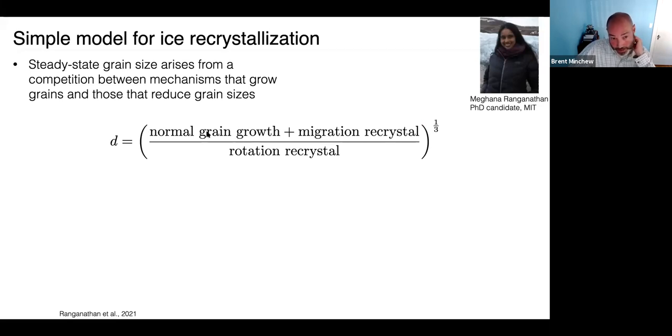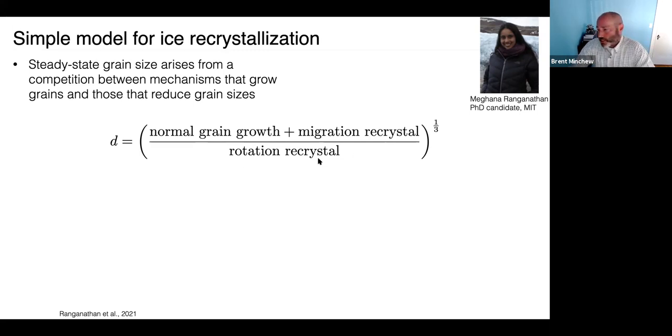So written over here on the right-hand side, we basically have the sum of two mechanisms that give rise to grain growth. So there's normal grain growth. There's a tendency of the grains to want to grow to minimize the curvature of the grain itself, that is to say, to minimize the surface energy integrated within a bulk of a broader control volume. And this is added to a mechanism of migration recrystallization that we're going to talk about in a little bit. And this particular mechanism is the novel contribution of the model that Megan put together.